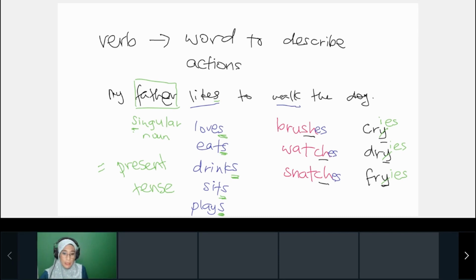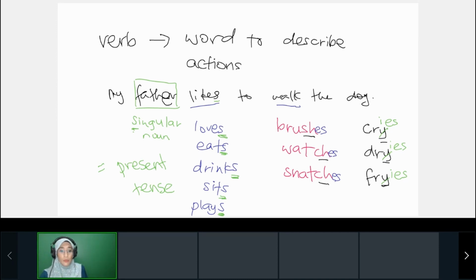But one more thing: make sure that you know this is only for singular noun, only one noun. It can be anything, it can be an animal, it can be a thing or an object. Okay, so please make sure you know that. Especially when it comes to present tense, a lot of us miss this. You are missing the s.